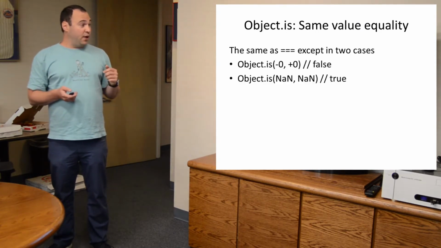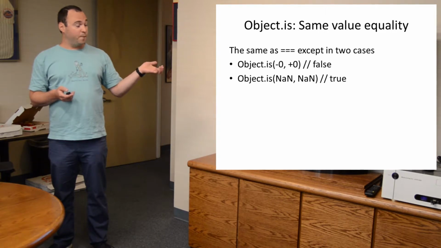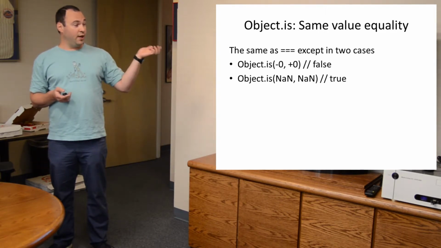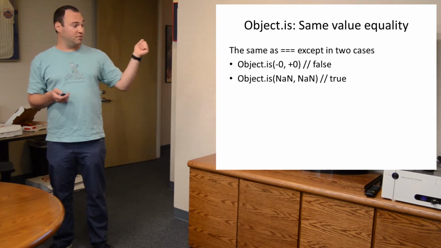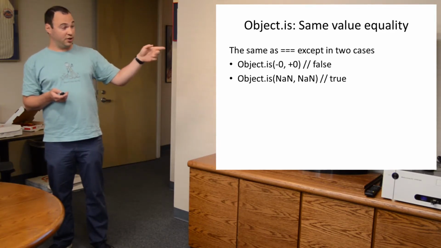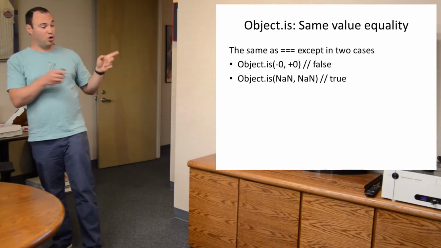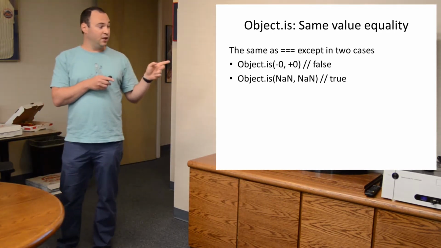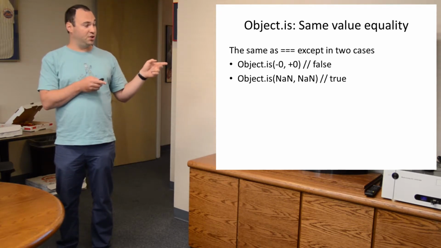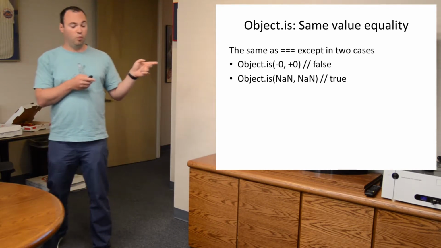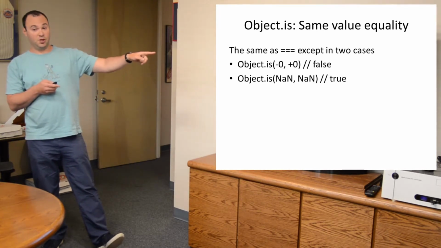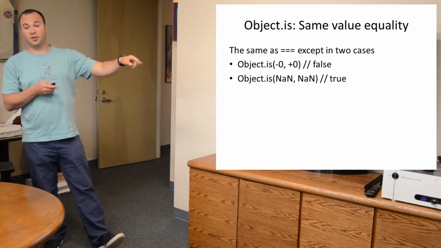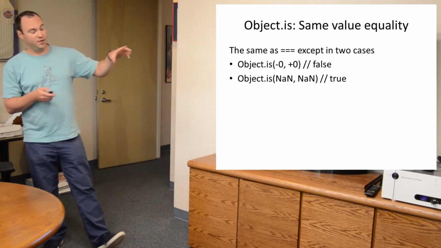Object.is is the same as strict equality, except in 2 cases. In comparing a negative 0 and a positive 0, Object.is gives a false. Oh, actually, I was wrong when I said before that strict equality tells you that a negative 0 and a positive 0 are different. It's actually the other way around. So Object.is tells you that they're different. Strict equality tells you that they're the same. So that's why this is a little bit more strict.